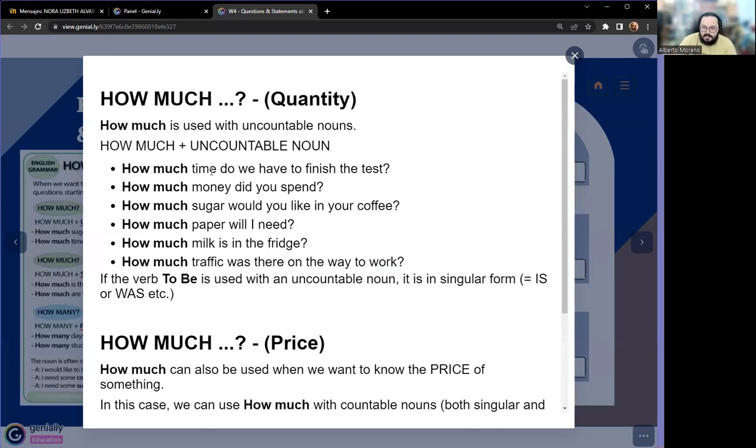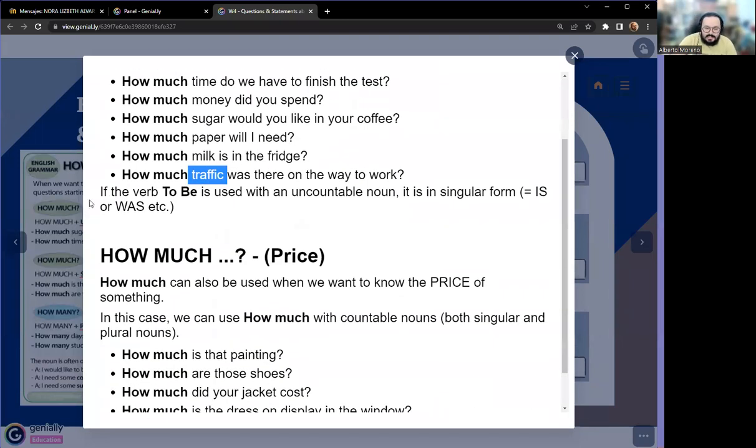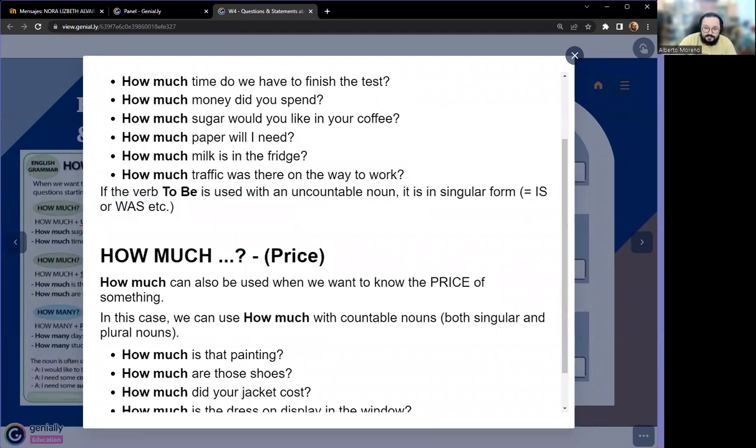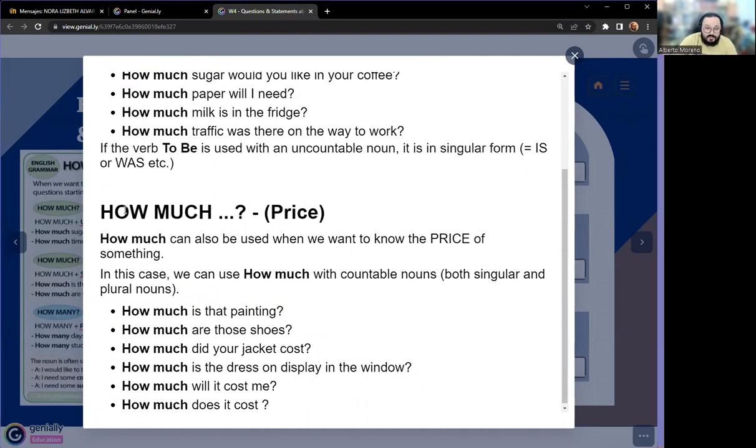If you can see here, in all of these examples we have the question how much plus an uncountable noun: time, money, sugar, paper, milk, traffic. And it says in here, if the verb to be is used with an uncountable noun, it is in singular form, like is, or was if it's in the past tense.